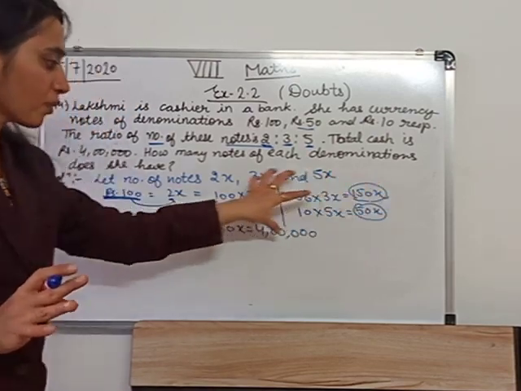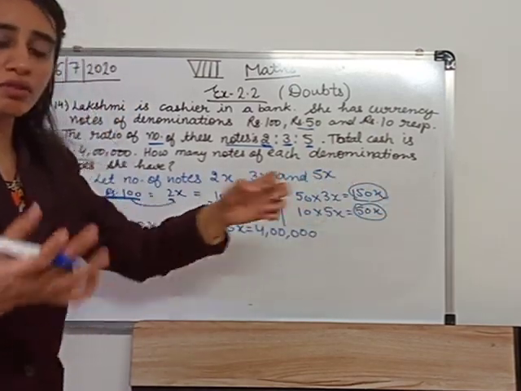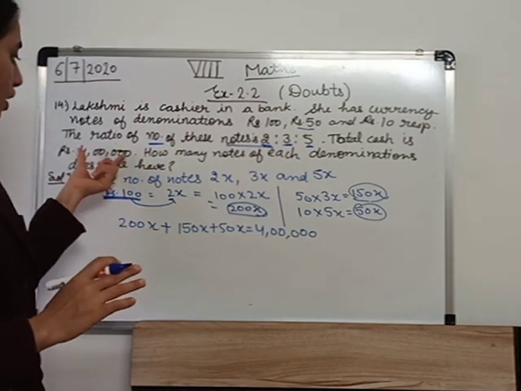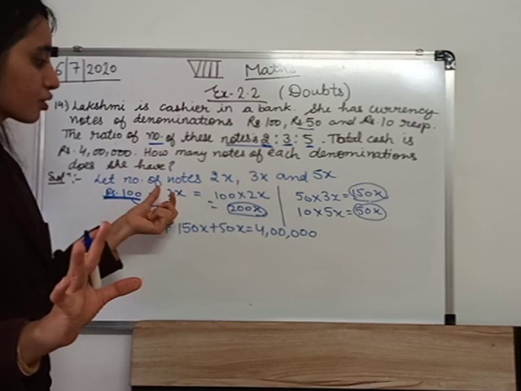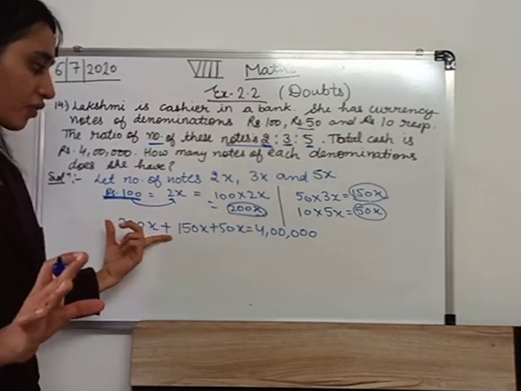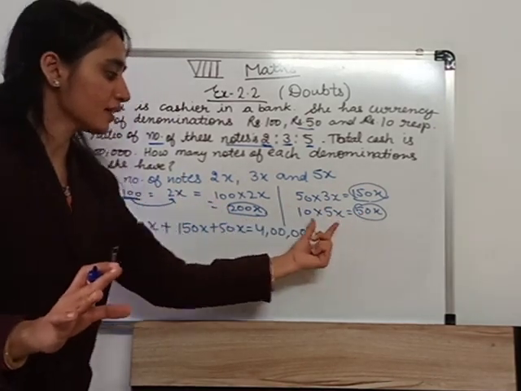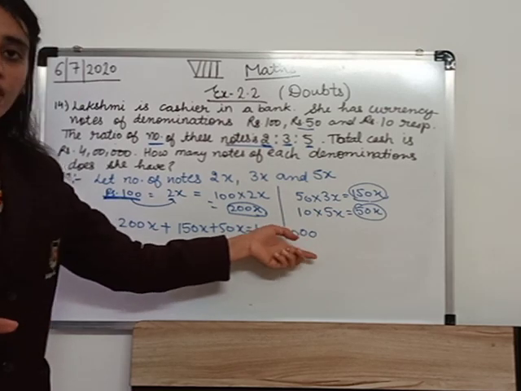And when we total all of this, the total amount she has is equal to 4 lakh, which is already given in the question. So for making our linear equation we have to add these and put equals to 4 lakh.